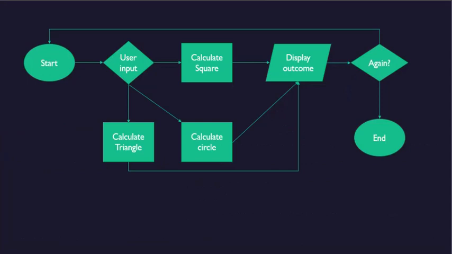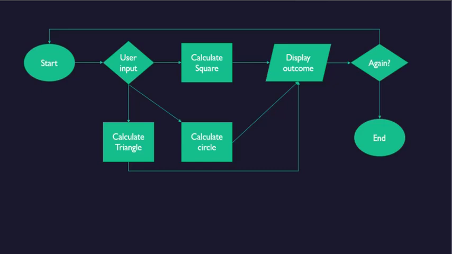I describe the general structure of the flowchart for the geometric shape area calculator. Start. The flowchart begins with a start symbol. User input, shape. A decision symbol, diamond shape, where the user selects a geometric shape, circle, rectangle, or triangle, by entering a corresponding number.